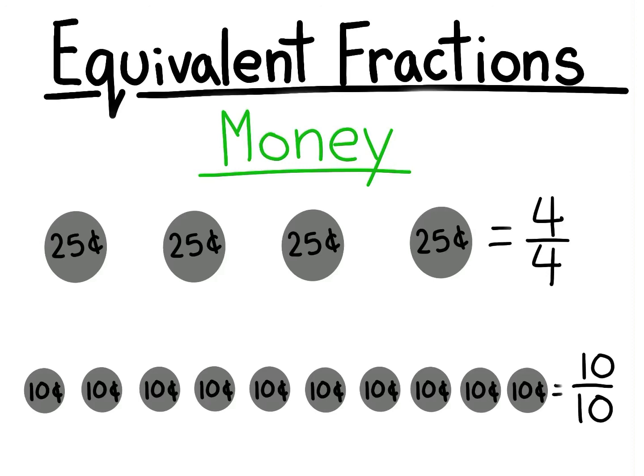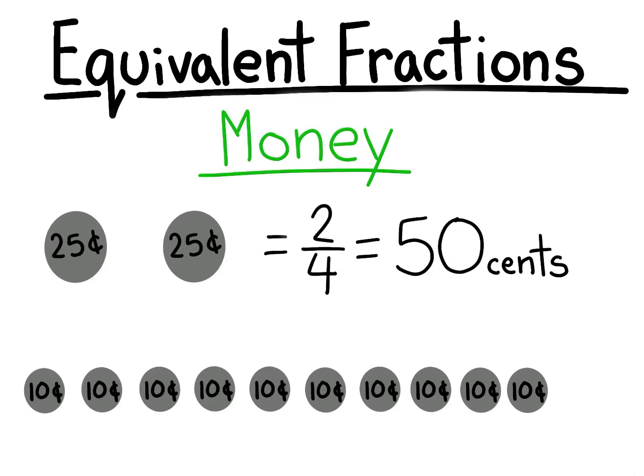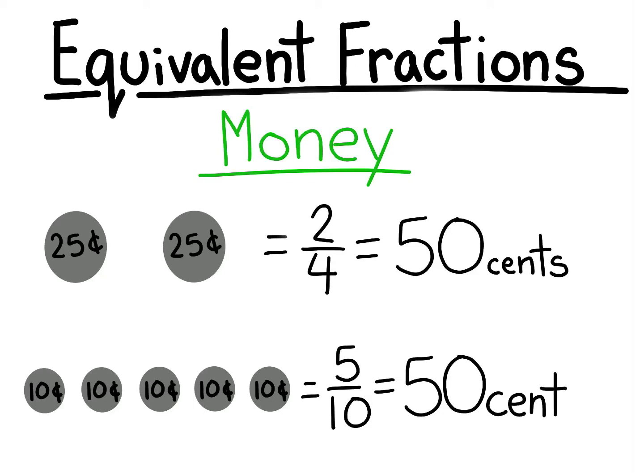But let's say I had 50 cents and you had 50 cents. But I had quarters and you had dimes. That means I have 2 quarters, or 2/4 of a dollar. And that means I have 50 cents. You, however, would have 5 dimes, or 5/10 of a dollar, which is also equal to 50 cents. That means 2/4 of a dollar and 5/10 of a dollar are equivalent fractions. It means you have the same amount of money as I do.